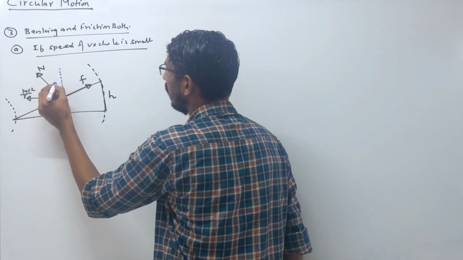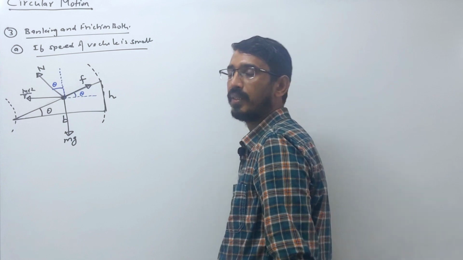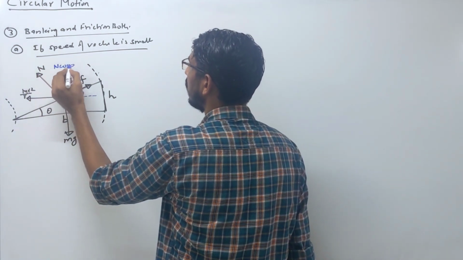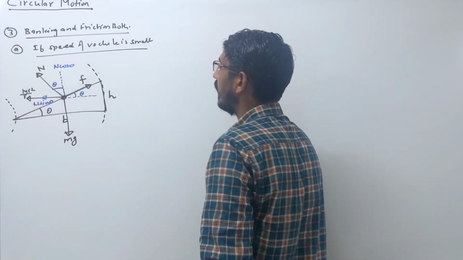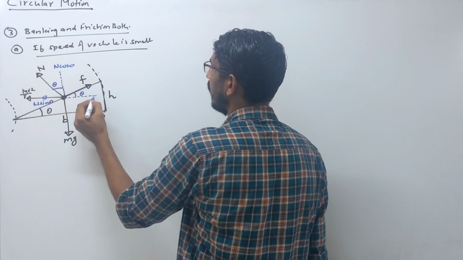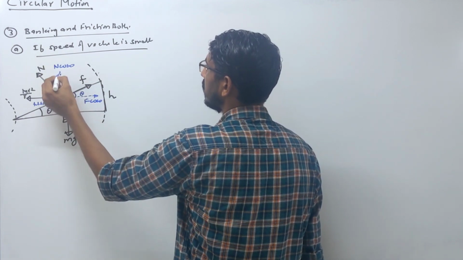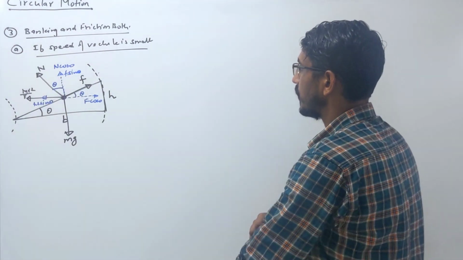Now if you see carefully the angle, if you draw a line straight here, that angle is also theta. You draw a line here, that angle is also theta, correct? Let's write the components. N along that direction is N cos theta, and along that direction is N sin theta. Friction force components: along this direction F cos theta, and along that direction F sin theta.